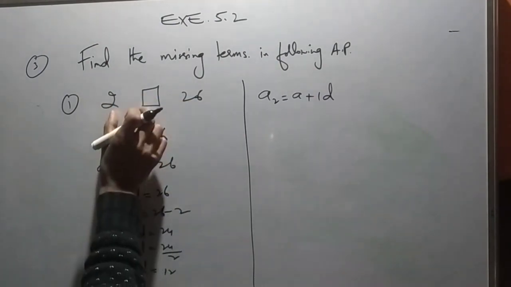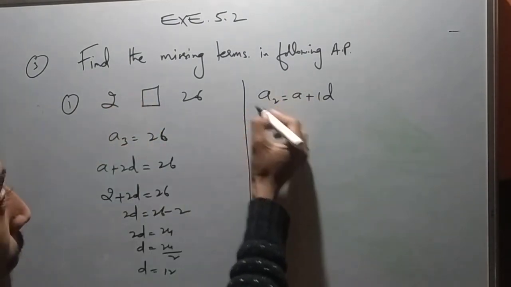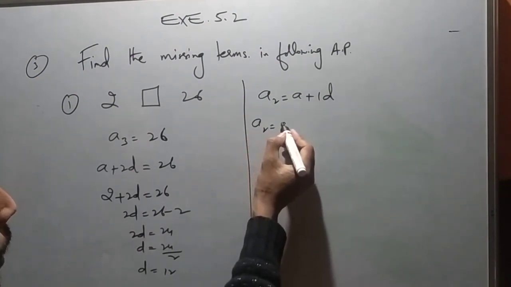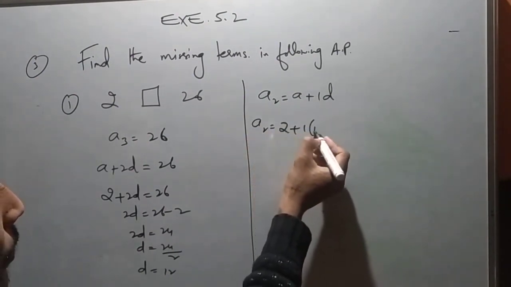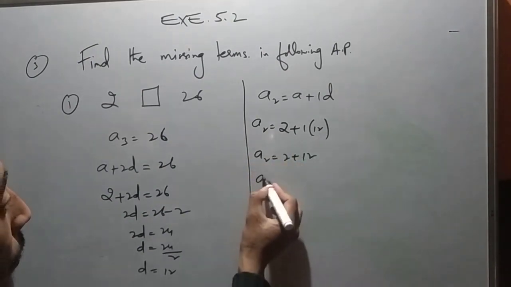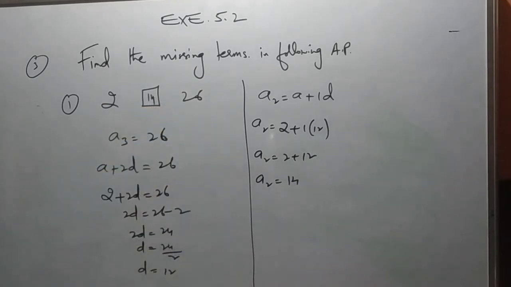Now the next term, using the formula: a2 equals a plus 1d. a is 2 and d is 12, so a2 equals 2 plus 12, which is 14. So the missing term in the box is 14. Okay, this is the solution.